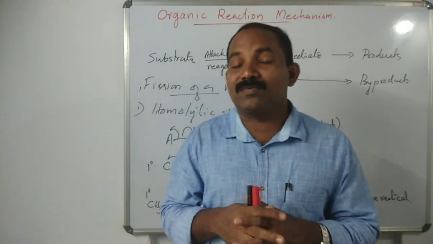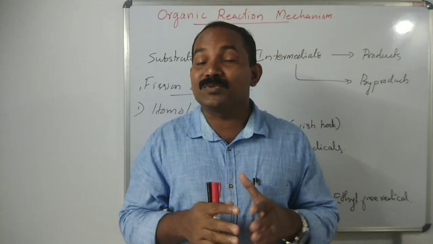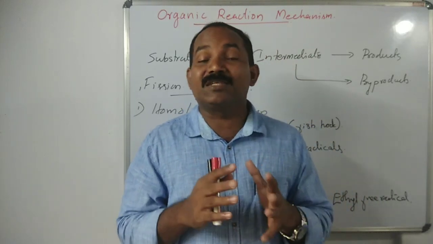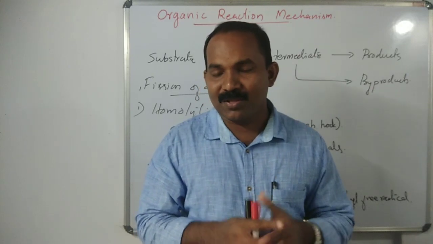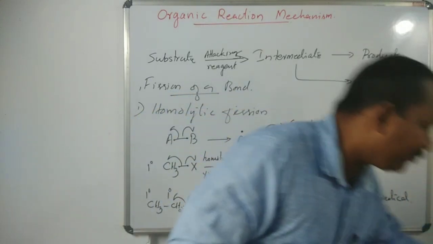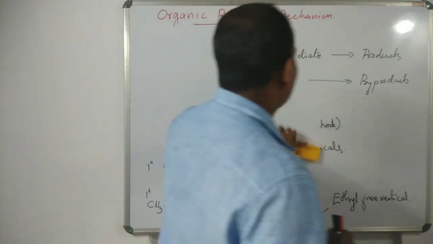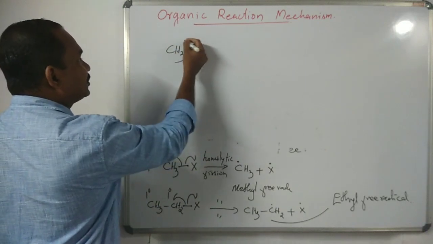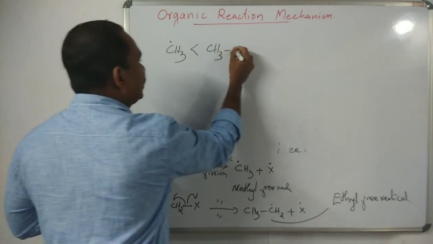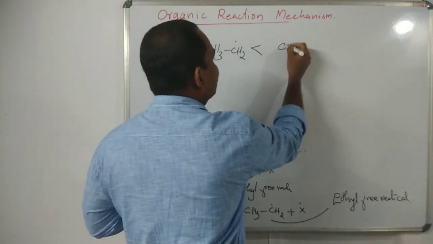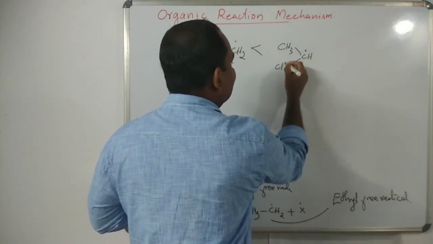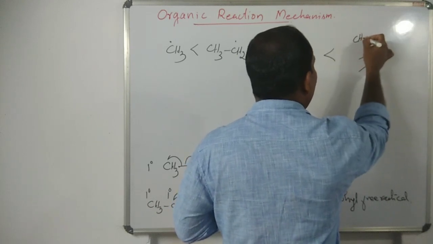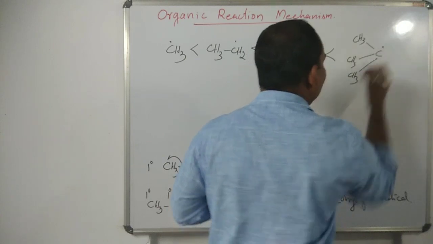The stability order of these free radicals is primary less than secondary less than tertiary. This is because of two effects, inductive effect and hyperconjugation. We will discuss them later. Now just understand the stability order: CH3 free radical is less stable than CH3CH2 free radical, which is less stable than CH3CHCH3, the isopropyl free radical, which is less stable than the tertiary butyl free radical.